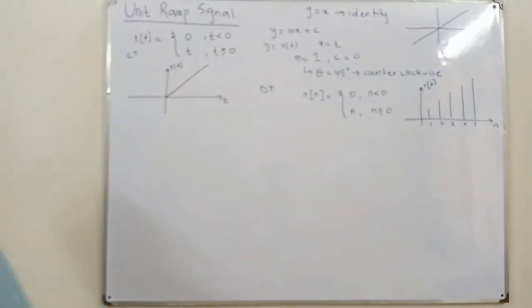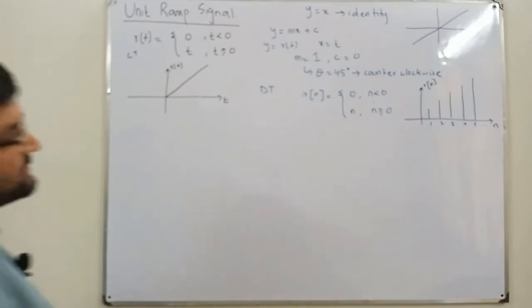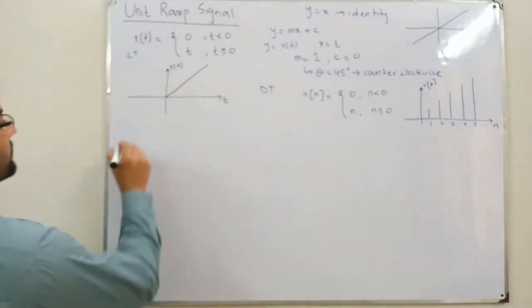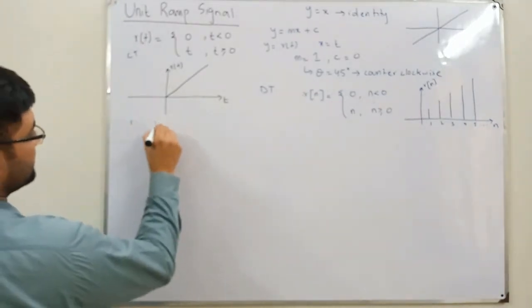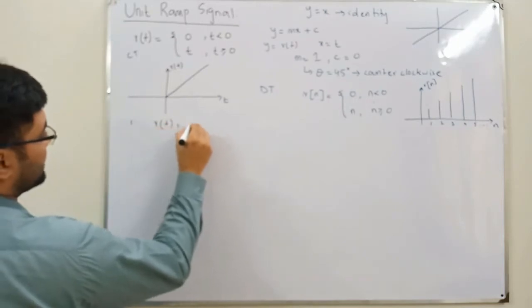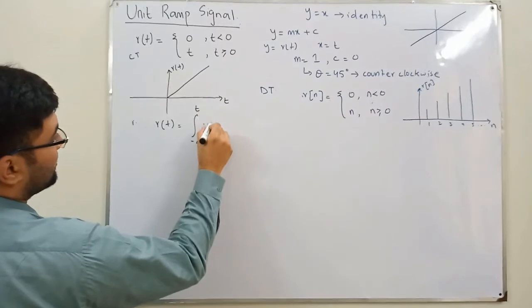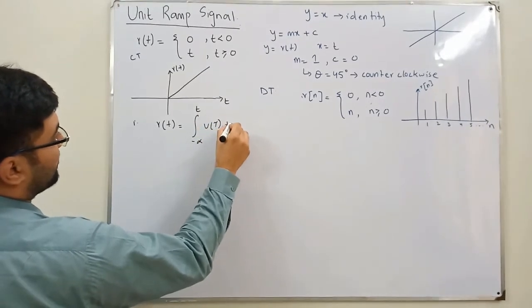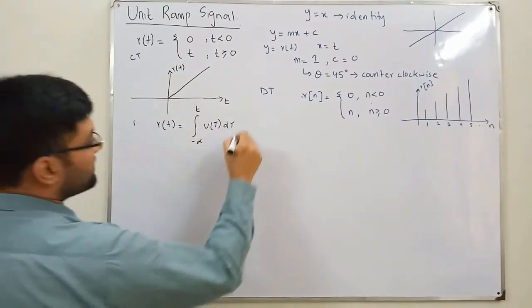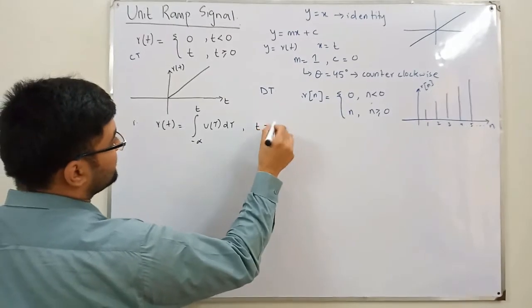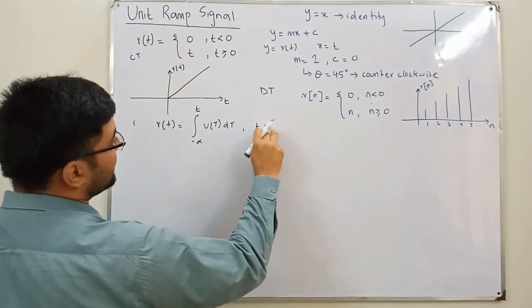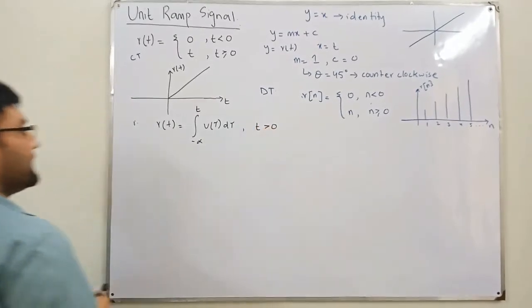If you want to talk about some properties, if you integrate the unit step function, you get the ramp function. And I believe I've already told you in one of my previous videos that the ramp function is equal to the integration from negative infinity to t of u of tau d tau. But for this value of t, you have the condition that t should be greater than 0. It should lie on the positive side of the plane.